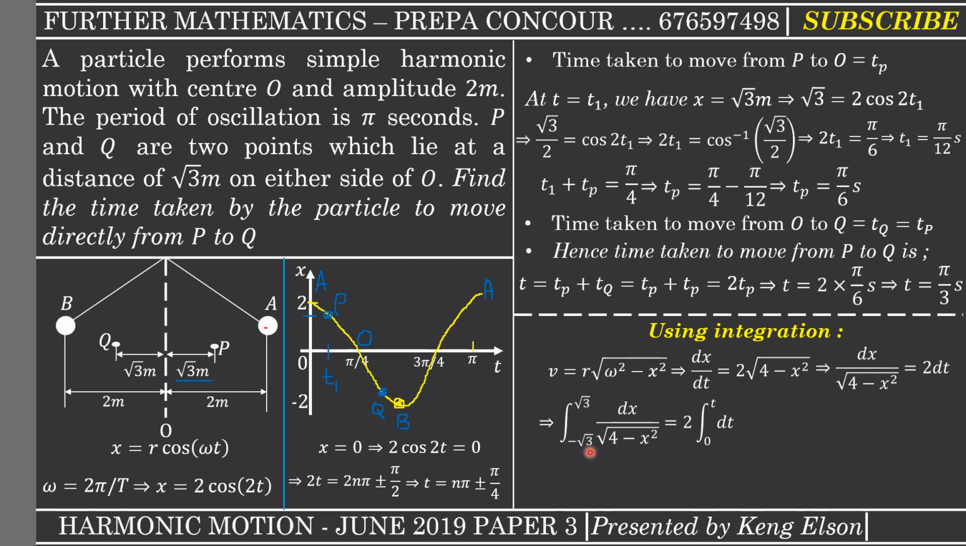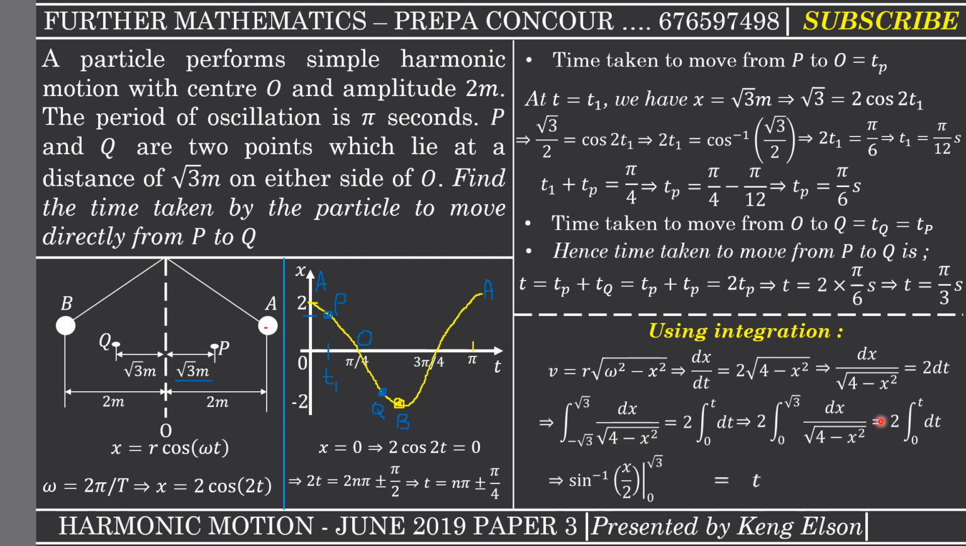We are saying negative root 3 because x is displacement, and it could be negative, and Q is on the left. Now what about the time? When the displacement is negative root 3, the time is 0, and when the displacement is root 3, the time is t, and we need to find this t, because this t is the time taken to move from negative root 3 to root 3. Now clearly, integrating from negative root 3 to root 3 is the same as integrating from 0 to root 3 and multiplying by 2, because this function here is an even function.